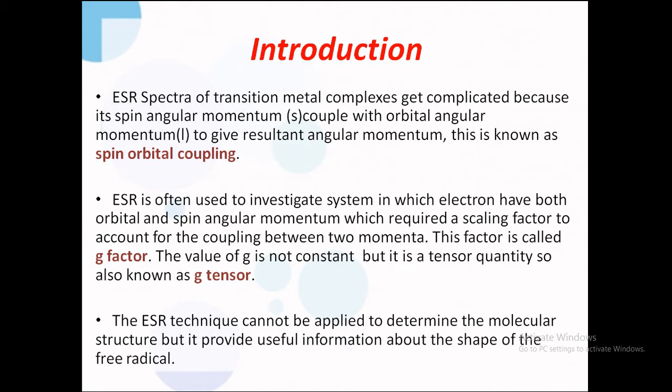Now the G-tensor is equivalent to the chemical shift in NMR spectroscopy because both of these are scalar factors. G-tensor and G factor are the same term. So now we will start our topic with spin orbital coupling.